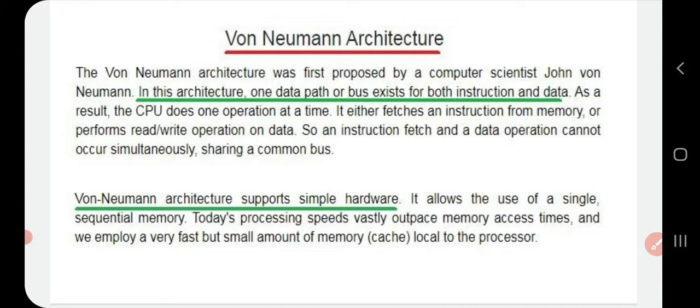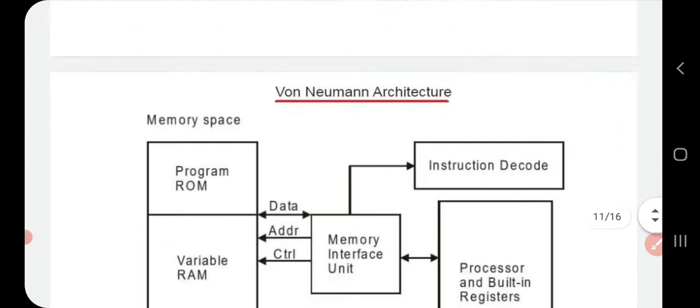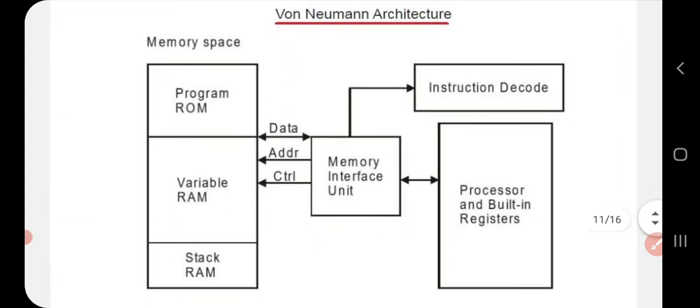So please remember that. An instruction fetch and a data operation cannot occur simultaneously, because of the sharing of a common bus. Its architecture is very simple, that is, it supports simple hardware. It allows the use of a single memory. So this paragraph is important about von Neumann architecture. This is a block diagram showing von Neumann architecture.